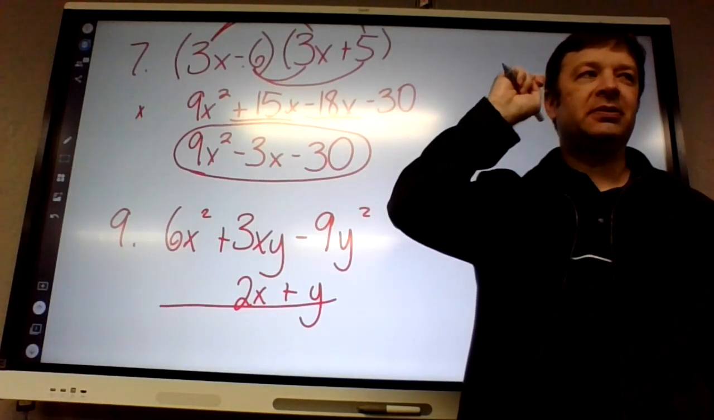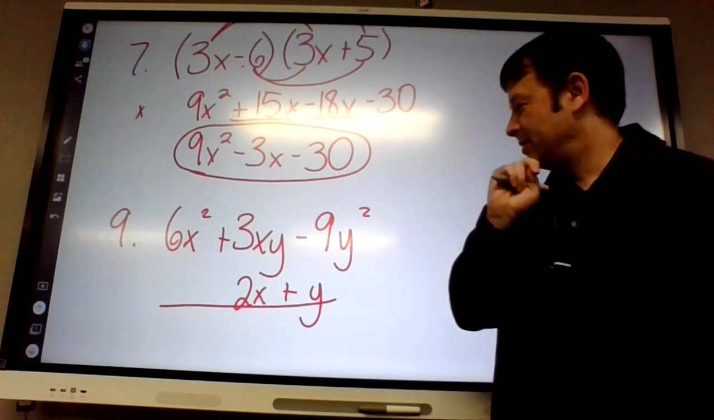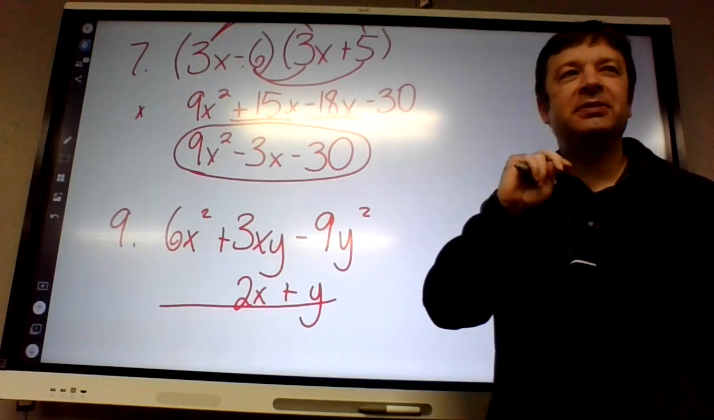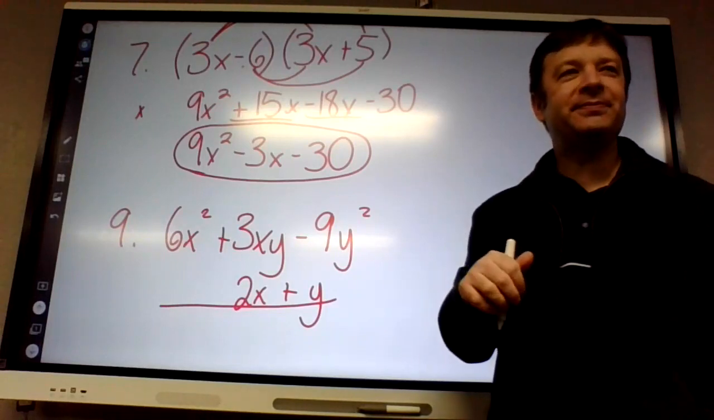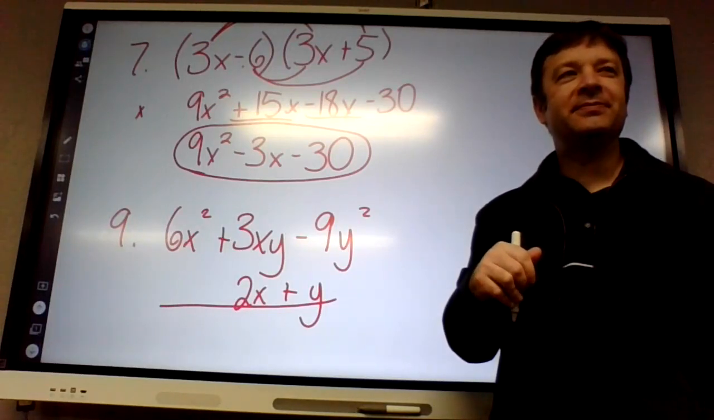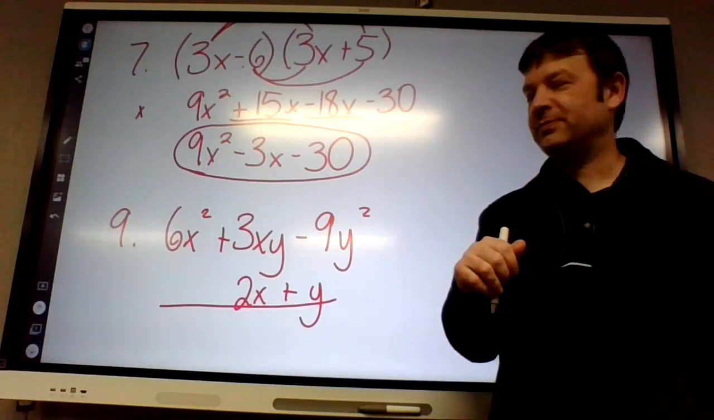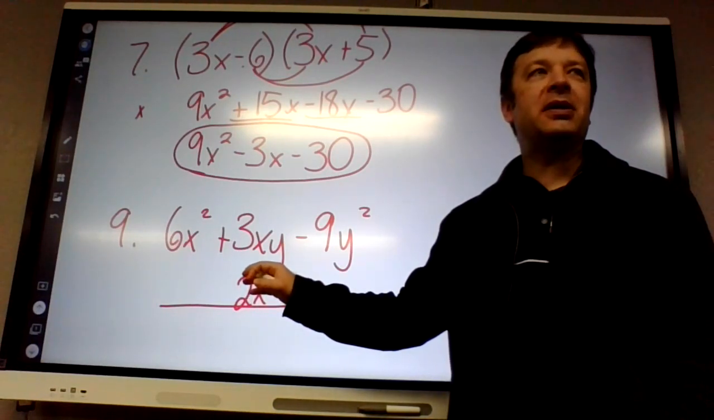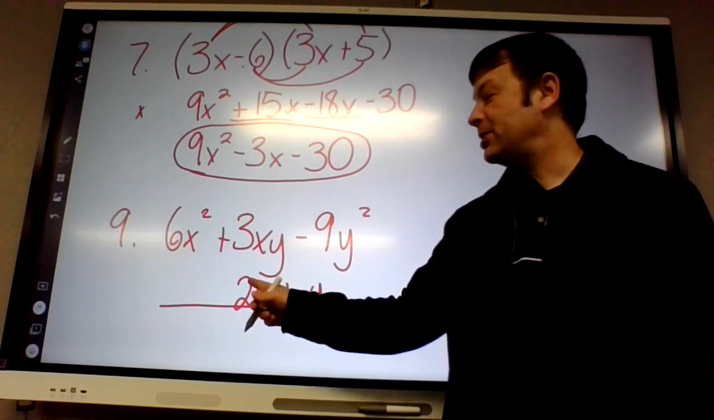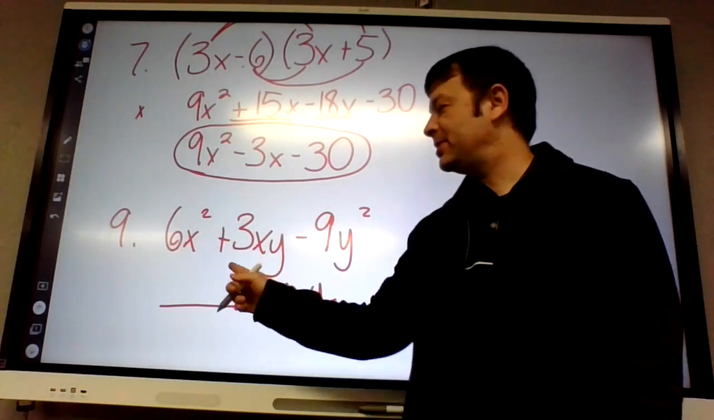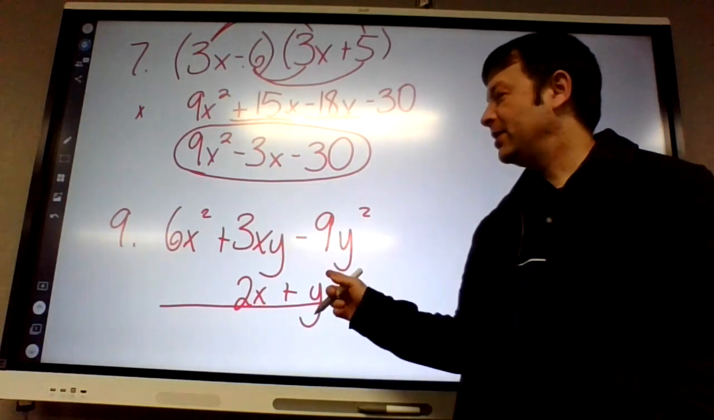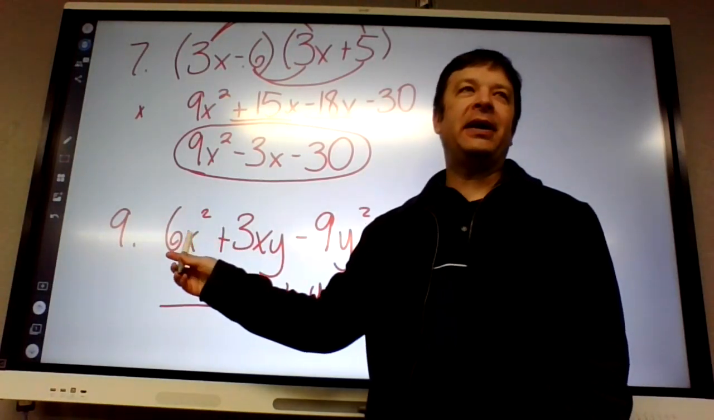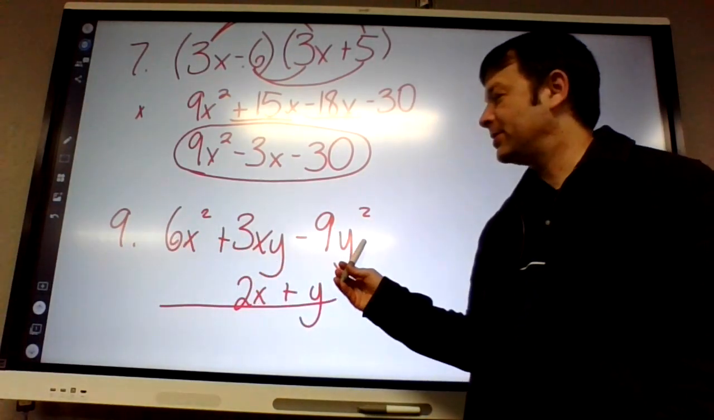Put y on absolutely everything. Okay, what I was thinking is the y times all of the top, and then the 2x times all of the top. Yes, literally what he said: put y on everything. So 2x gets multiplied to everything, and y gets multiplied to everything.